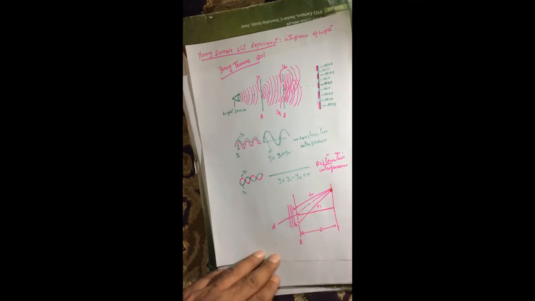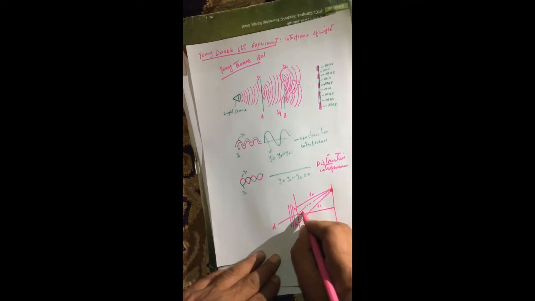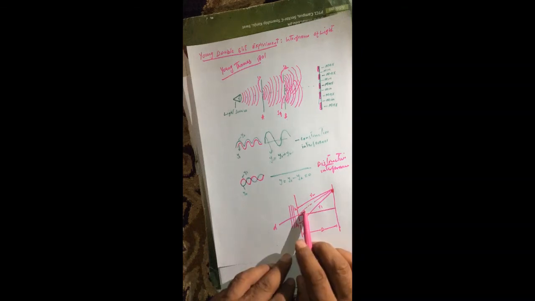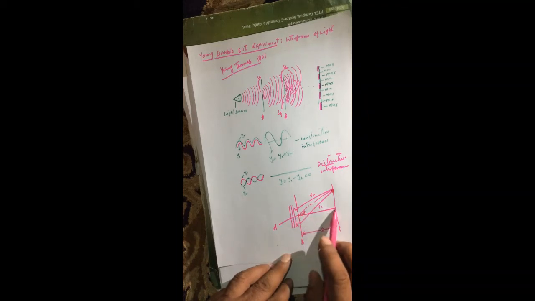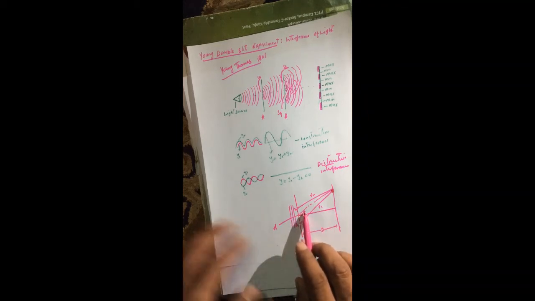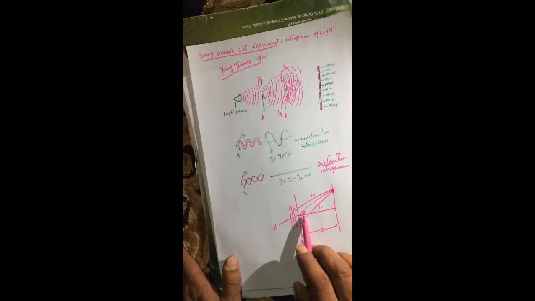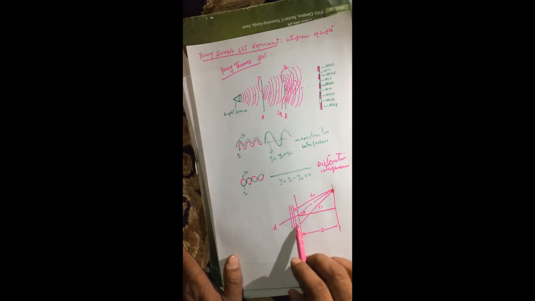Let's suppose this is the reference line, and this reference line makes an angle theta with this line. Now I call this point P, and the arbitrary point P is at angle theta from this line. Here the angle is theta. Now the distances I will represent as S1 and S2.